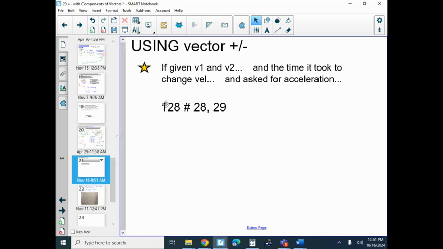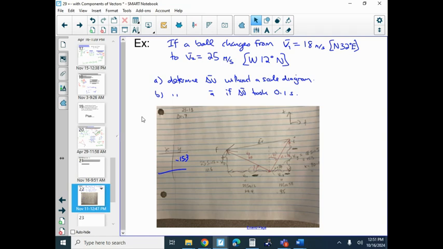If you're looking for another example, this is one here. If you're given V1 and V2, there's a number. You started at a velocity of this, and you end up with a velocity of that. When you're getting your change in velocity, it's just V2 minus V1. So it's the same kind of work. Place them tail to tail, trace out the path, and so on.